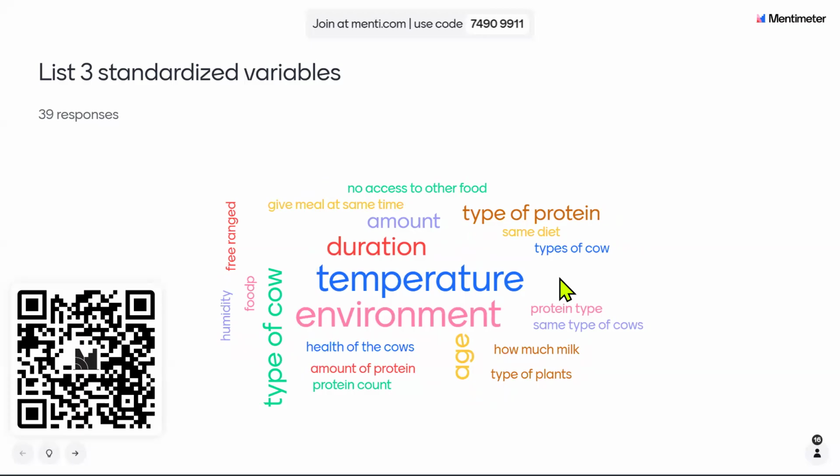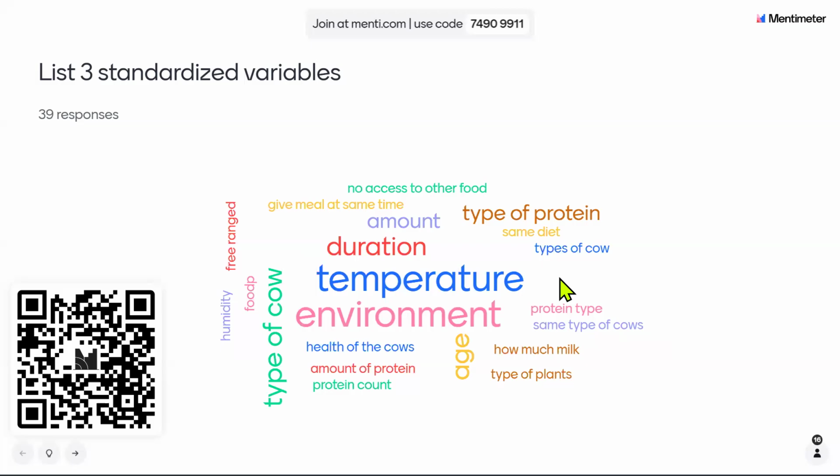How much milk is not a standardized variable. This is not correct, okay? How much milk is actually the dependent variable. That's what you're trying to measure. Okay, so that's not right. Why are we talking about plants, guys? We're talking about cows.